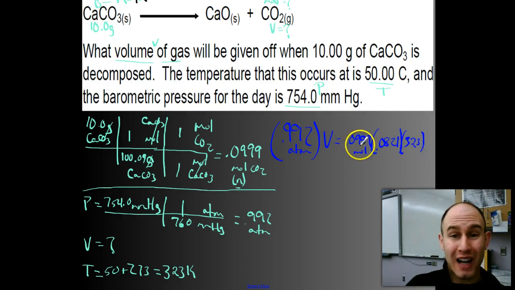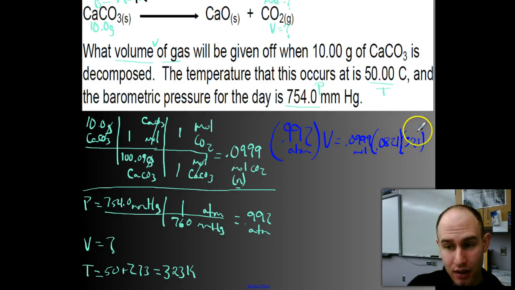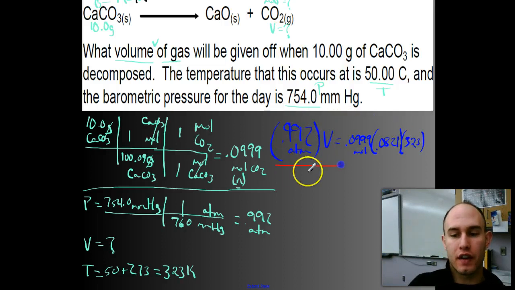So 0.099 moles at this pressure and temperature will give me what volume? Now it's a very easy solve when I divide each side by the 0.992. And now I just need to type in my calculator the numerator divided by the denominator.